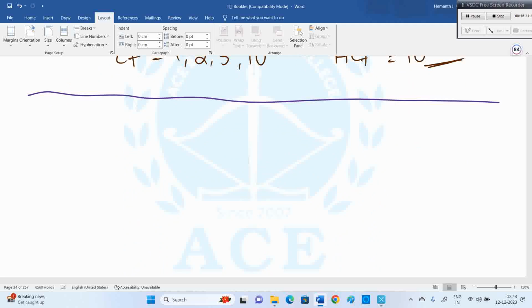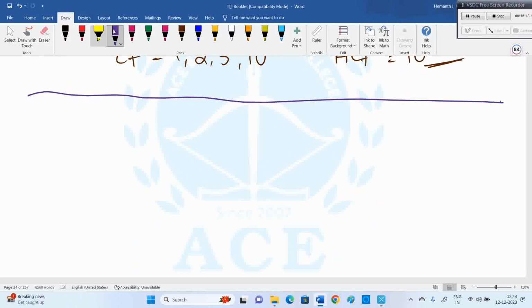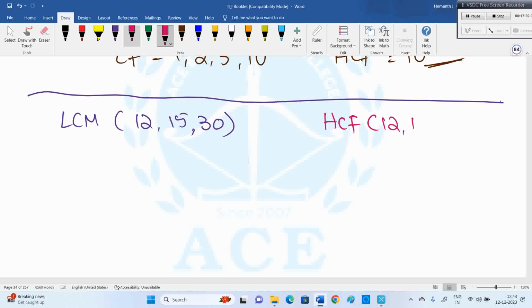Now see, for LCM and HCF, the standard method, assuming it is fill in the blanks, right? So now, let's say I want to find LCM for 12, 15 and 30. And I want to do HCF for 12, 15 and 30. HCF for 12, 15 and 30, LCM for 12, 15 and 30.